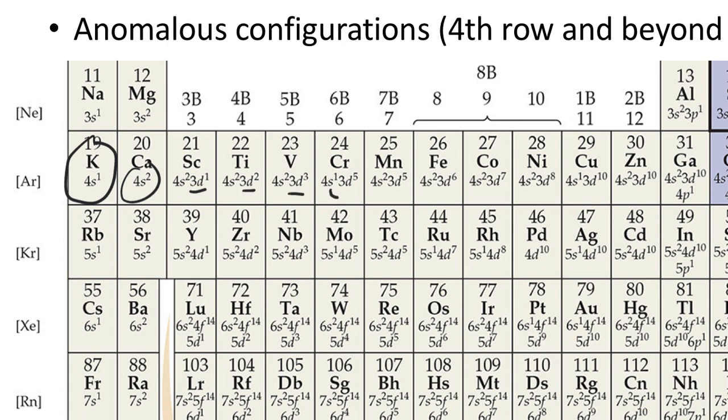And then notice chromium is a 4s1, 3D5. So we didn't create or destroy electrons. We just had an electron from what should have been in an S subshell move into the D subshell. And so what we had was, instead of this that we expected, one of the S electrons moved and was promoted or moved into the D subshell.